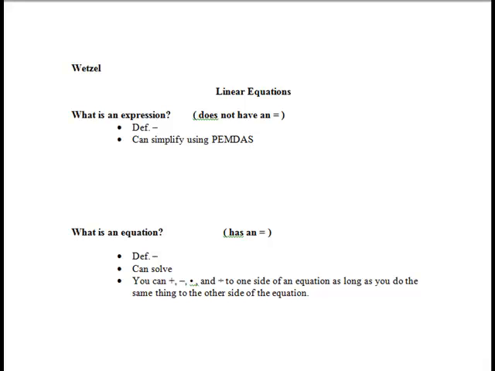Linear equations. The very first thing you want to do for each problem that you're working is identify what's going on in the problem, what type of problem it is, so you know how to go about working it, solving it, simplifying it, whatever the case may be.